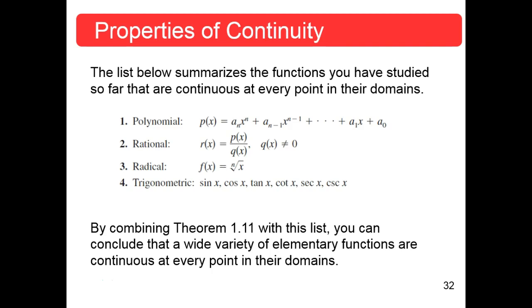Radical functions. Now remember the rules for that. F of x equals the nth root of x. The domain is any x as long as n is odd, and n again is a positive integer, it can't be a negative fraction or decimal. But if n is even, then x always has to be greater than or equal to 0. That's your domain issue. And then all your trigonometric functions and their domains.